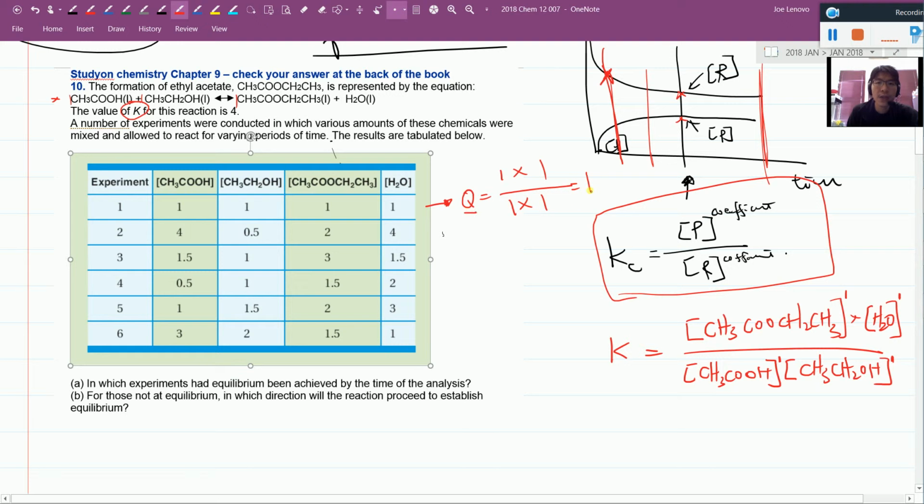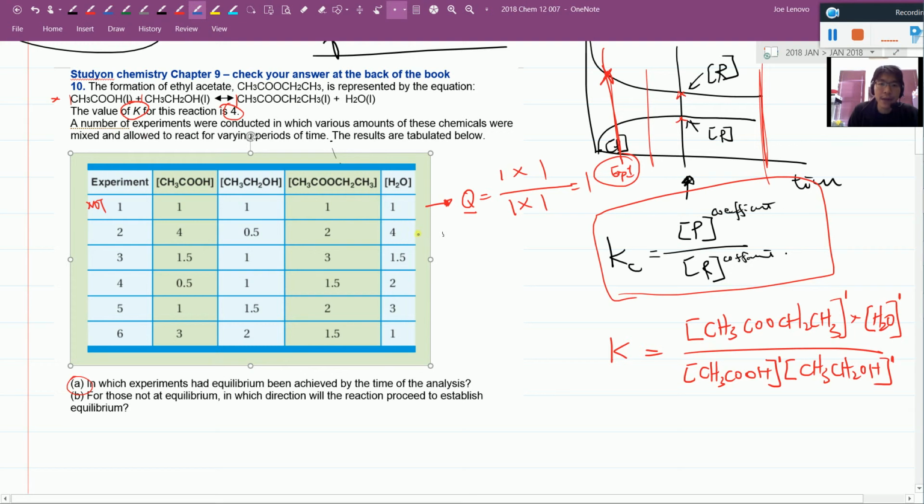And this Q equals 1. The Q is the stage of this experiment. 1 is smaller than 4. It just means that at experiment 1, you are approaching equilibrium, but not yet, right? So you are trying to say in which experiment equilibrium has been achieved. The first one definitely is not at equilibrium because the value is only equal to 1.